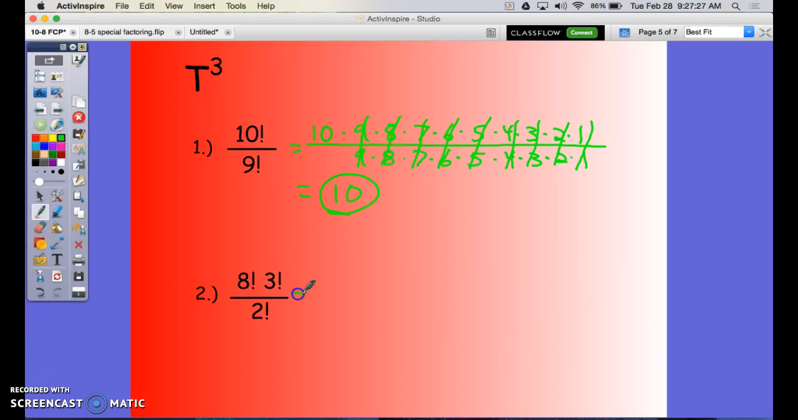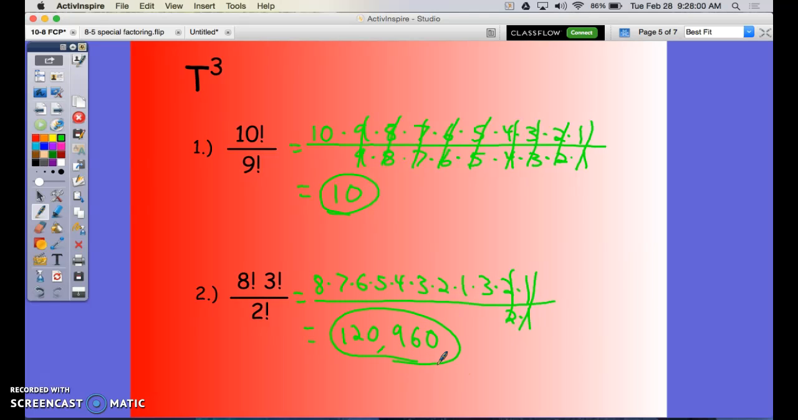Same situation for down here. I'm just going to list them all. 8, 7, 6, 5, 4, 3, 2, 1. And then times the 3 times the 2 times the 1, which is the 3 factorial, divided by 2 times 1. So the only thing that crosses out here is the 2 and the 1. Then I'm going to multiply, and we do this quickly. And then times the 3. So that comes out to 120,960 for simplifying my factorial. So once again, that exclamation point represents a factorial.